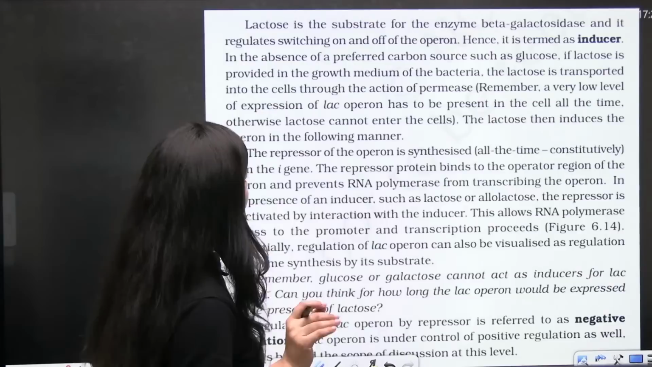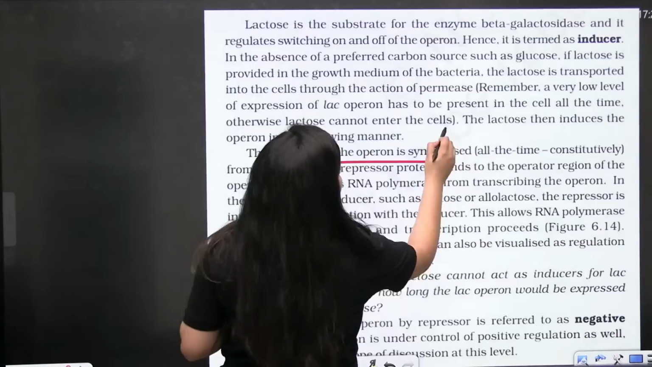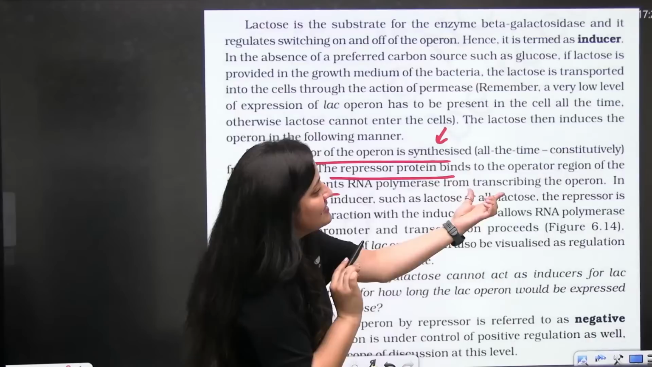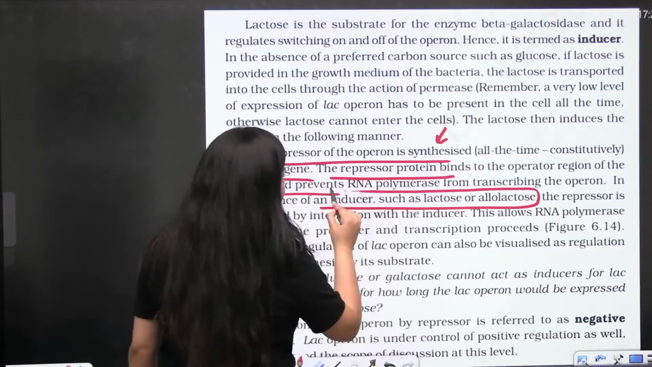So, you can see here the repressor of the operon is synthesized from the I gene. The repressor protein binds to the operator region. It prevents RNA polymerase from transcribing the operon. Inducer here is lactose or allolactose. Clear, bachche? Any other doubt from this part?